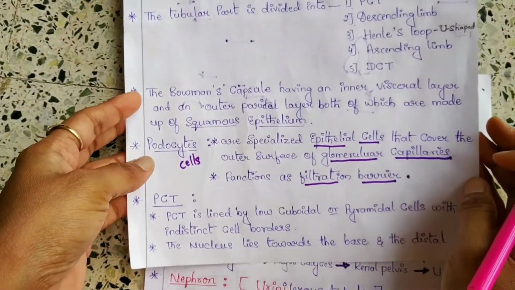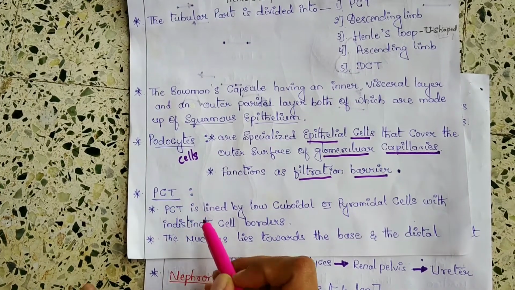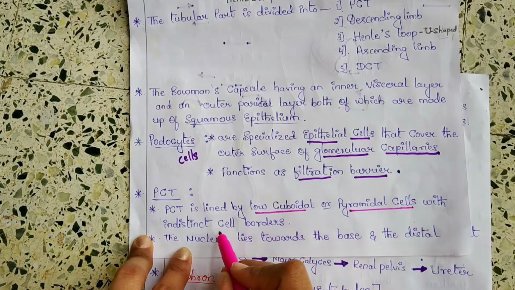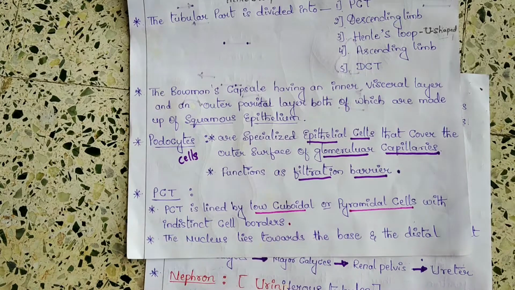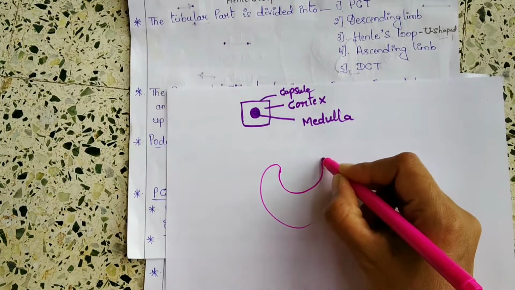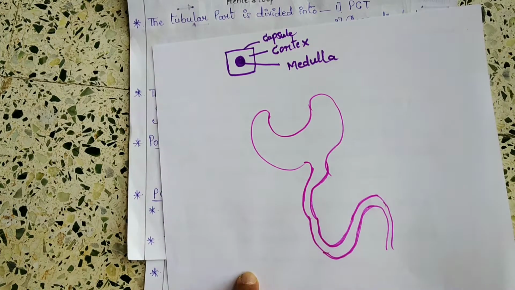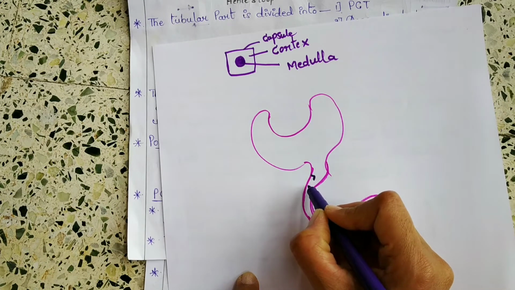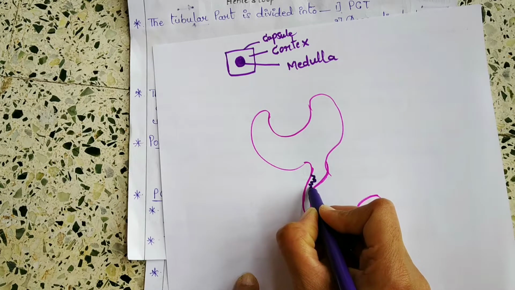Now we will move on to the next part, that is the proximal convoluted tubule. This proximal convoluted tubule is lined by low cuboidal or pyramidal cells with indistinct cell borders. If I draw, this is the Bowman's capsule and this is the proximal convoluted tubule. It is lined by cuboidal cells which have microvilli.